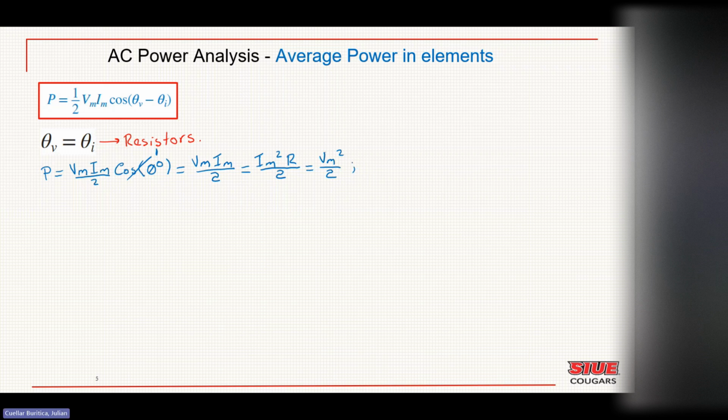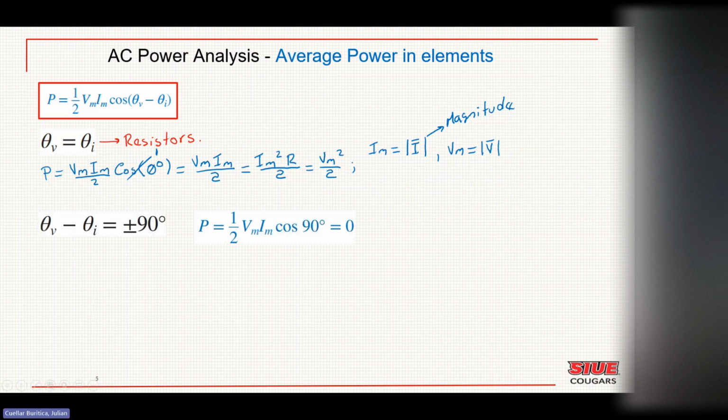And remember here what Vm and Im stand for. Remember that Im is the magnitude of our current phasor, and same for Vm, the magnitude of our voltage phasor. Then it is almost the same as what happened with DC circuits, but now it is divided by 2.